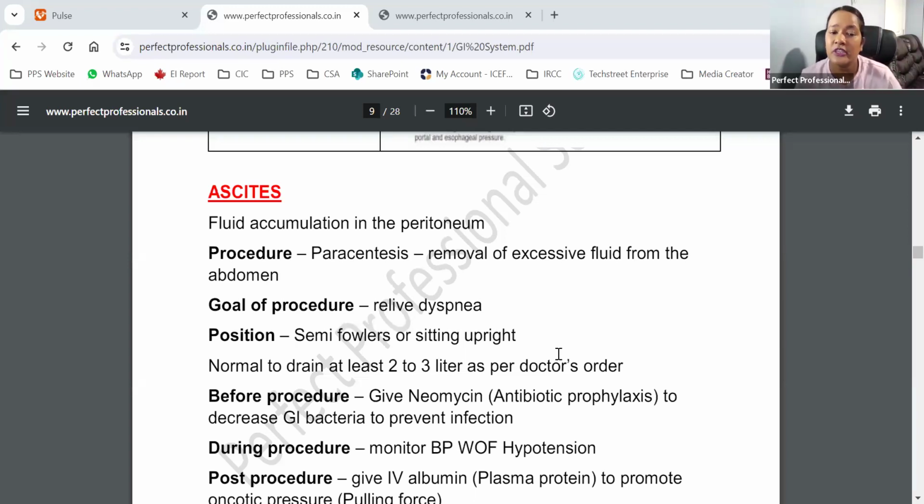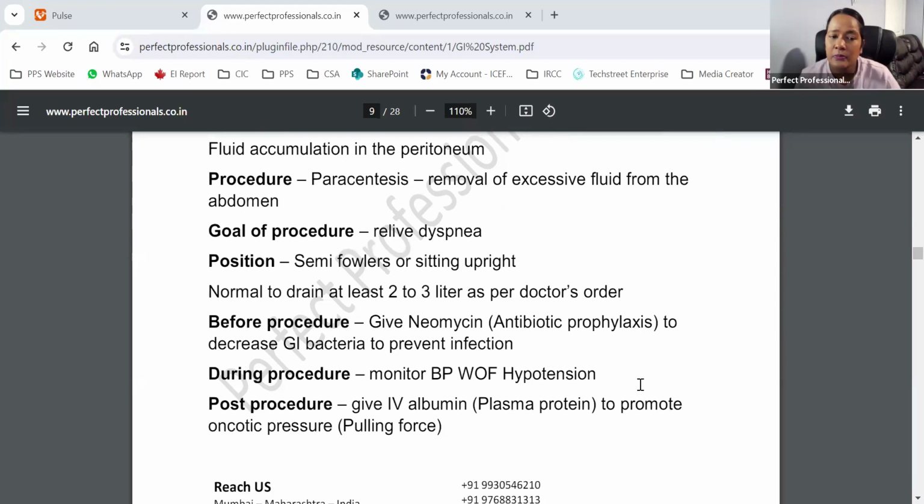Okay. Position will be the semi-Fowler's or sitting upright position. Whatever patient feels good, we can give the position. Normal to drain at least 2 to 3 liters as per the doctor's advice. Before procedure, give neomycin antibiotic prophylaxis to decrease the GI bacteria to prevent the infection. During the procedure, monitor the blood pressure and watch for hypotension. Okay, ਜਦੋਂ ਵੀ ਆਪਾਂ ਕੋਈ ਵੀ fluid ਬਾਹਰ ਕੱਢਦੇ ਹਾਂ body ਚੋਂ, patient is more prone to hypotension, so we have to watch for hypotension.